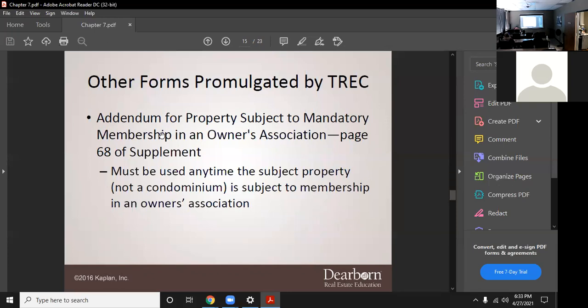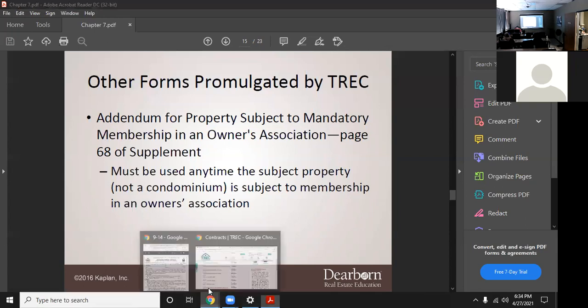The addendum for property subject to mandatory membership in an owner's association. Again, this is what I was talking about earlier with the box that was checked: on paragraph A, it'll tell you how much you have to pay, basically. We'll pull this up, too.